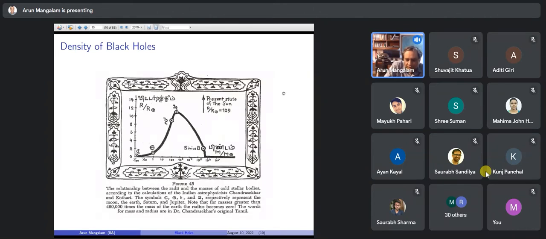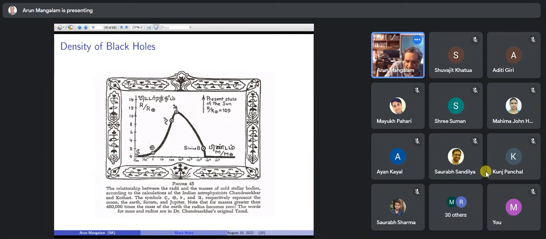This is a cartoon actually drawn by George Gamow in one of his books about Chandrasekhar's discovery, and there was a paper by Chandrasekhar and Kothari where they plot the same thing of collapse. This is the radius and mass relationship, and just for fun he wrote radius and mass in Tamil, because Chandrasekhar was... George Gamow had a curious sense of humor.